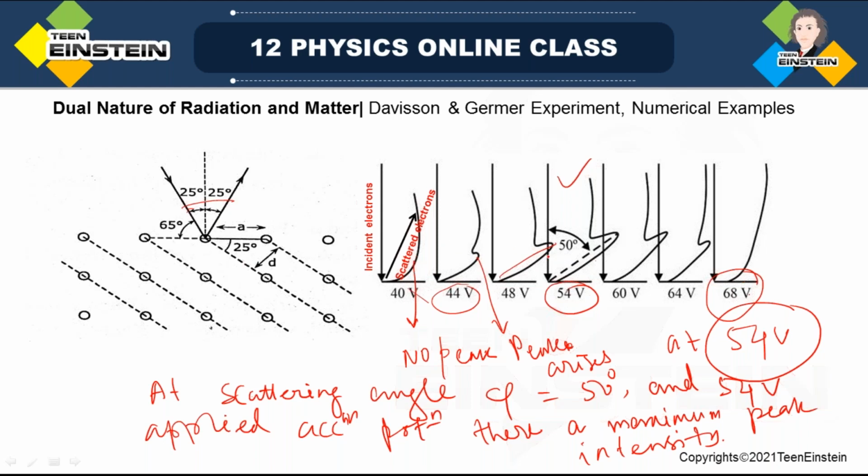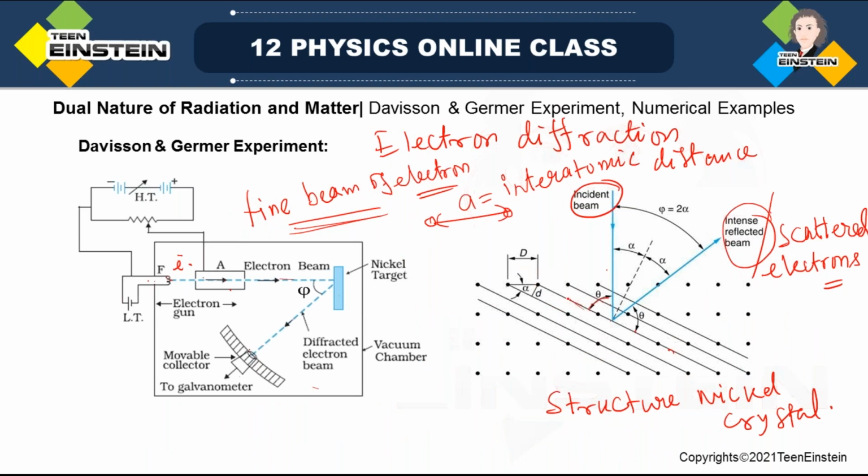So what was the conclusion from here? The conclusion is that the maximum peak intensity obtained in a particular direction is due to constructive interference of electrons scattered from different layers of regularly spaced atoms. What is that? It is because of the diffraction that you are getting the peak, that is sure. What is diffraction? Diffraction is also superposition of waves, or interference.